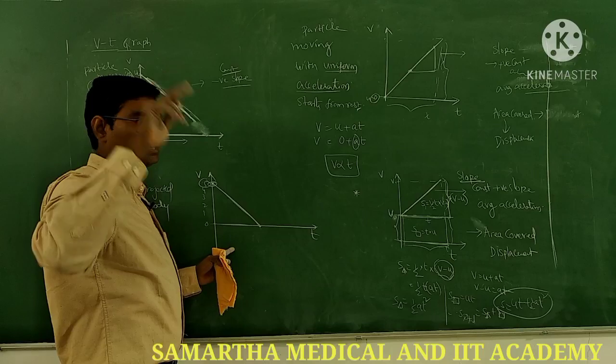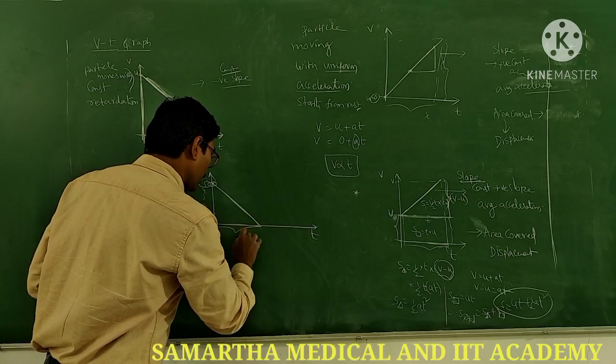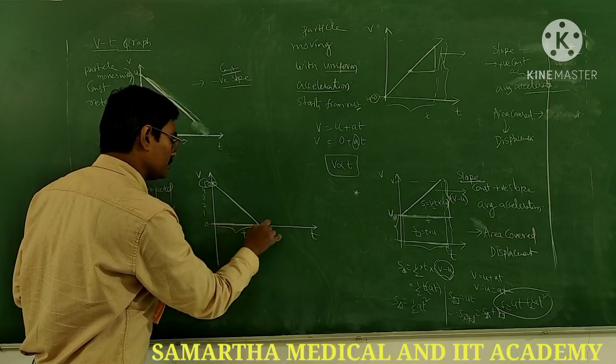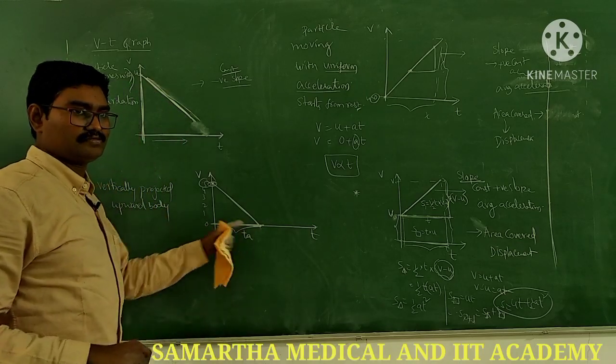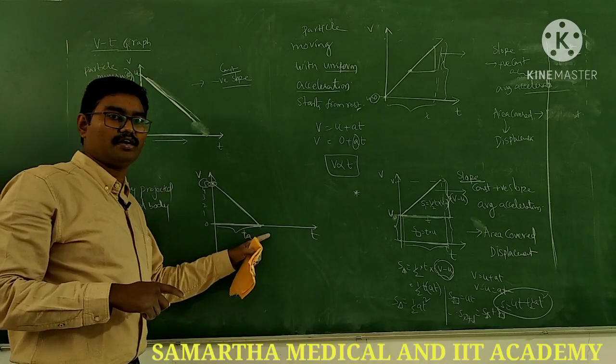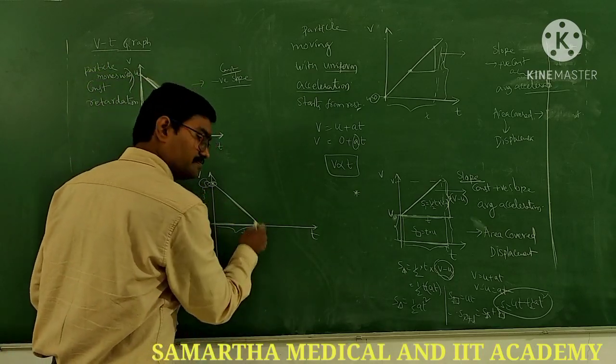That is the time of ascent. This part, from here to here where the velocity becomes 0, is the time of ascent. For a vertically projected body to reach the maximum height, it is the time of ascent only, right? Next, u by g.